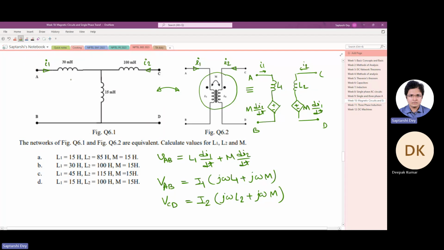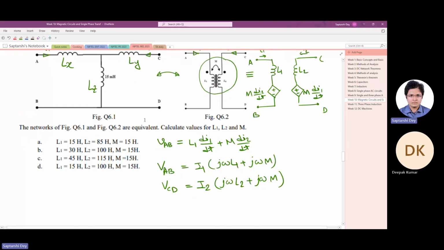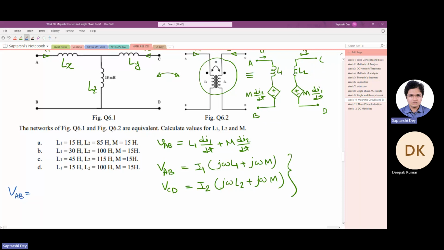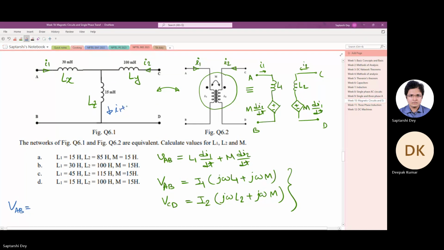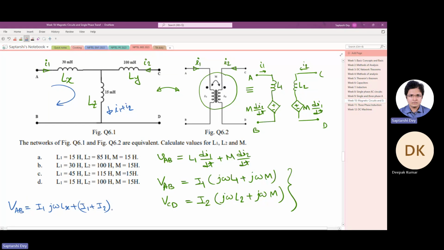Now say I am writing these for the time being as Lx, Ly and Lz. This is from the second circuit. From the first circuit we can write VAB equals, you can see, Lz is carrying a current of I1 plus I2. So VAB equals I1 j omega Lx. I'm applying KVL in this loop, plus I1 plus I2 times j omega Ly.